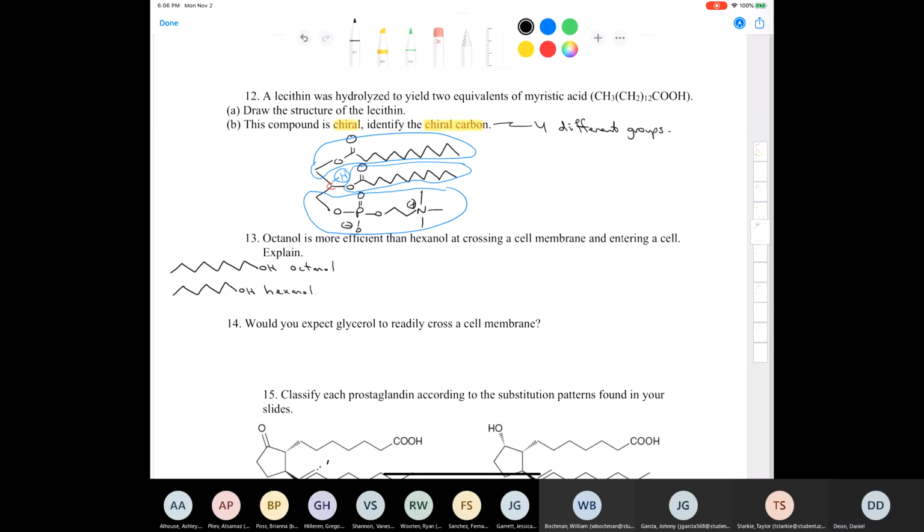hexanol. Could anybody explain to me, or just give me a short unmute of their mic and give me some kind of reason why octanol might be more efficient at crossing the cell membrane than hexanol? Go ahead. Yeah, is it because the octanol has a longer hydrophobic chain, allowing it to pass through the hydrophobic region of the cell membrane? Absolutely. Couldn't have said it better myself.